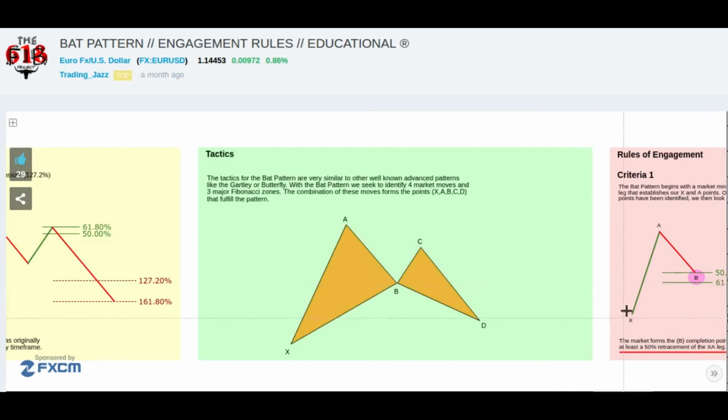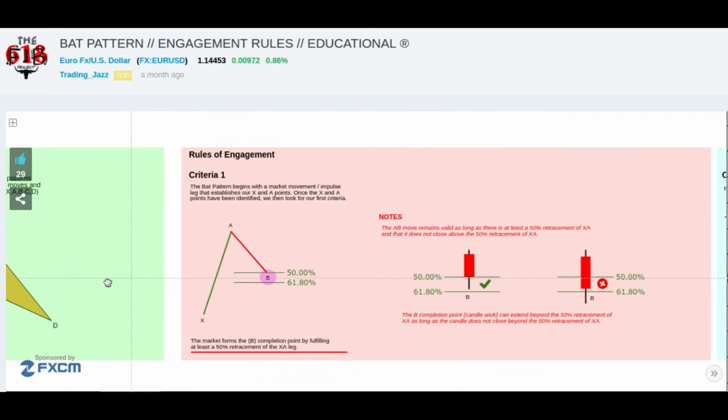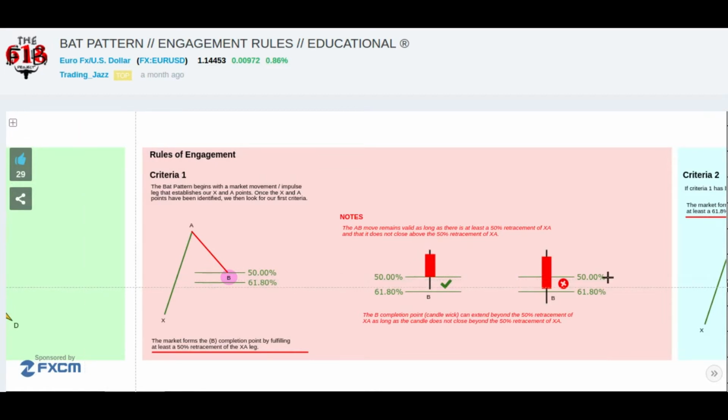With the bat pattern, we seek to identify 4 market moves and 3 major fib zones. The combination of these moves forms the points X, A, B, C and D that fulfill the pattern. Rules of engagement. The bat pattern begins with a market impulse leg that establishes our X and A points. Once the X and A points have been printed, we look for our criteria.